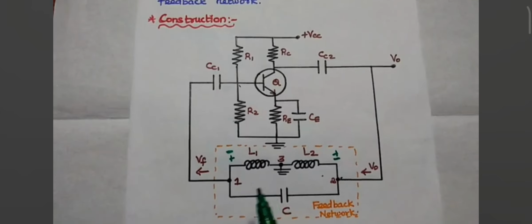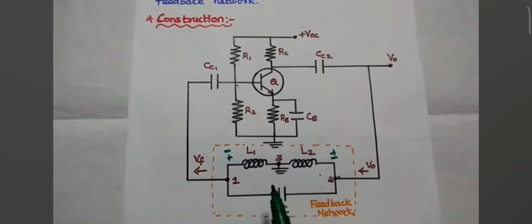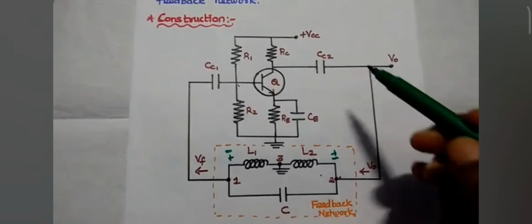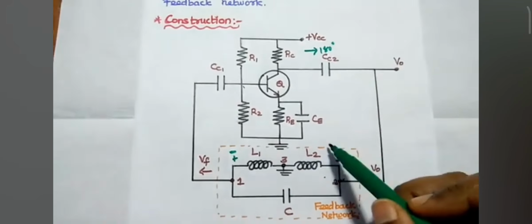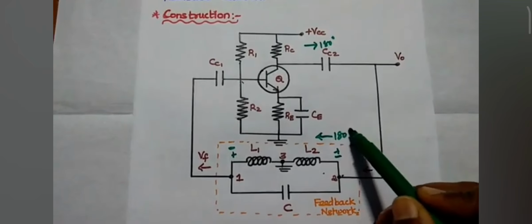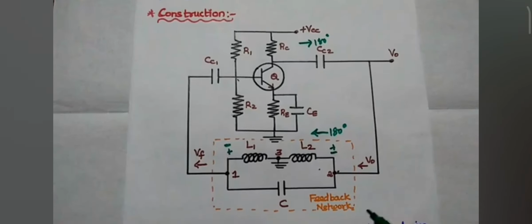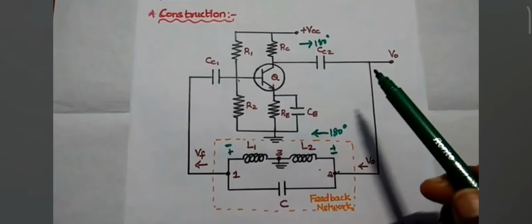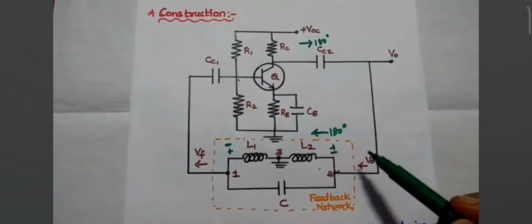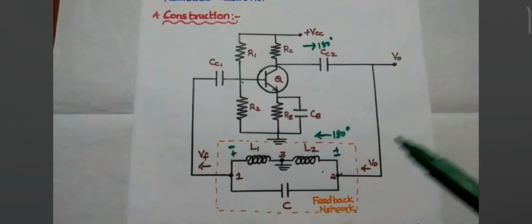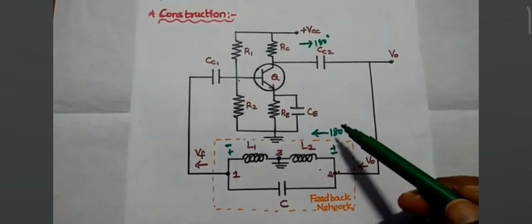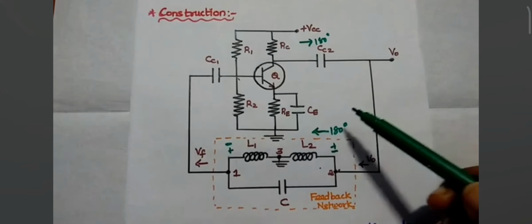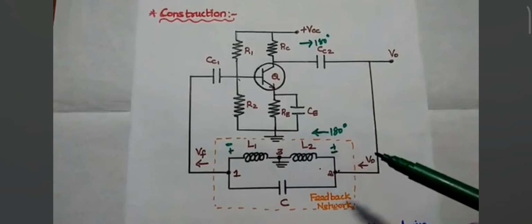Therefore, the phase difference between the terminals 1 and 2 is 180 degree. This amplifier introduces 180 degree and the feedback introduces another 180 degree phase shift. Totally we can have 360 degree phase shift around this loop. That is the required condition for oscillation. So we have achieved 360 degree phase shift in this Hartley oscillator.